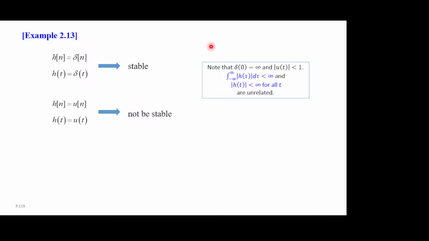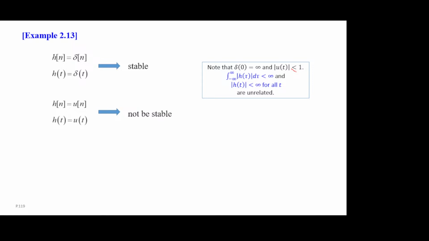And this is an example that we said before. You look at this delta of t, and you realize that delta of t is actually not a bounded function, because delta of 0 is basically undefined. Delta of 0 is infinite. So this is an example where your impulse response has somewhere infinite, but when you integrate over it, it's a finite value. And u of t is another counterexample. The absolute value of u of t is less than or equal to 1 everywhere, but when you integrate through it, it's infinite. So you should not look at whether your h of t is bounded. You need to integrate over it or sum over it. That's the condition you want to look for.